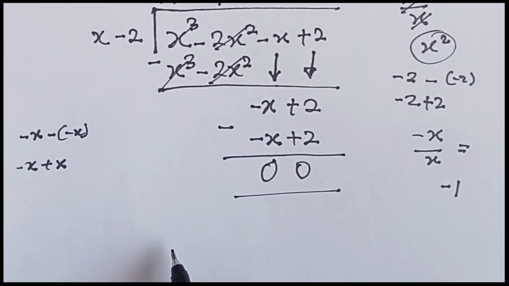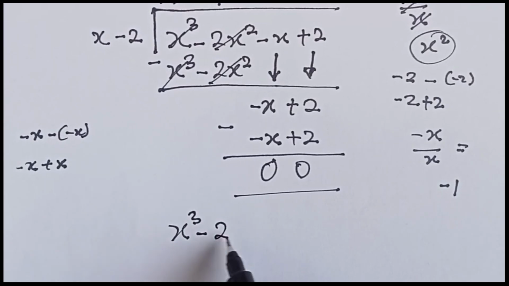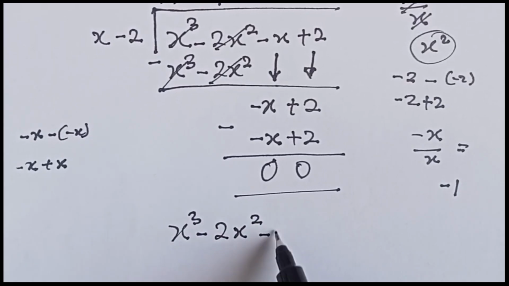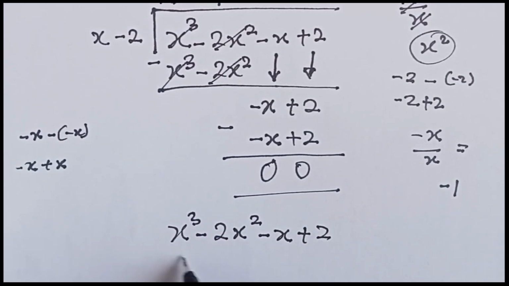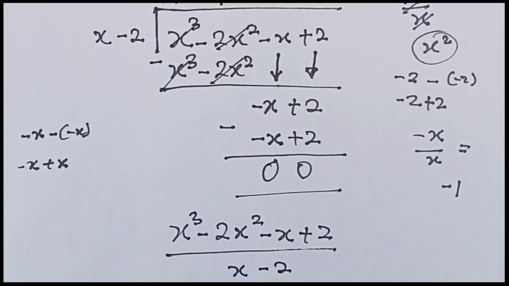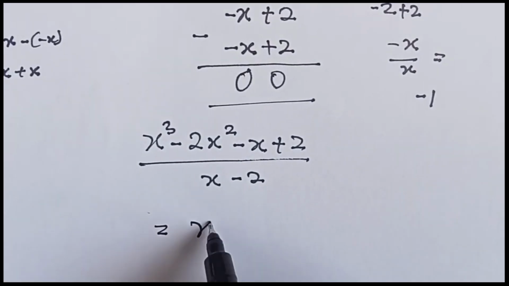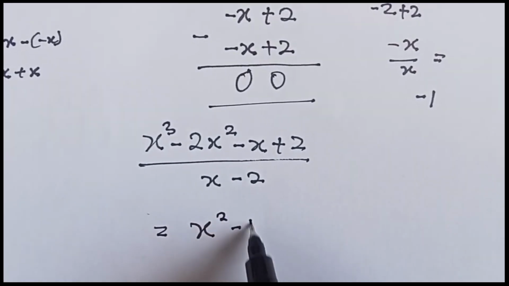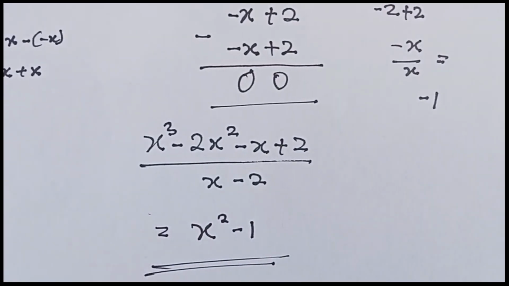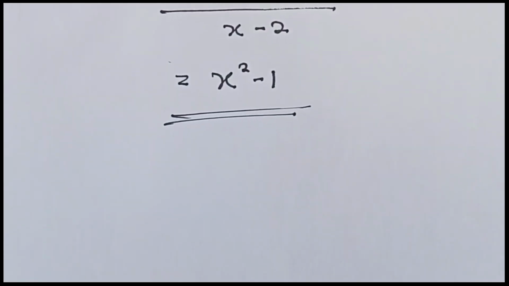So it means that x raised to the power 3 minus 2x raised to the power 2 minus x plus 2 divided by x minus 2 will give us x raised to the power 2 minus 1. No remainder. Now, what I want us to do is, I want us to try this and then write our answer in the comment section.